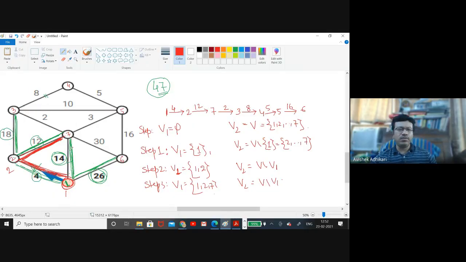So what will it do? Now from here, it will find all the minimum weights. For example, here it can go here, also from here it can go here, from here it can go here. So among these, what would be the minimum? So 2, 3, 14, and then 26. 2 is the minimum. So take 2 as your path.